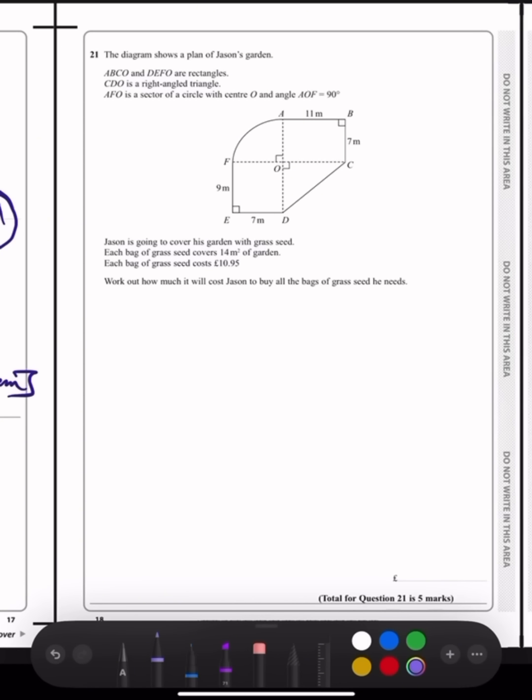Now the question is, Jason is going to cover his garden with grass seed. Each bag of grass seed covers 14 meters square of garden. Each bag of grass seed costs £10 and 95 pence. Work out how much it will cost Jason to buy all of the bags of grass seed he needs. So what do we do here? We need to use certain types of formulas here. That's for sure, right?